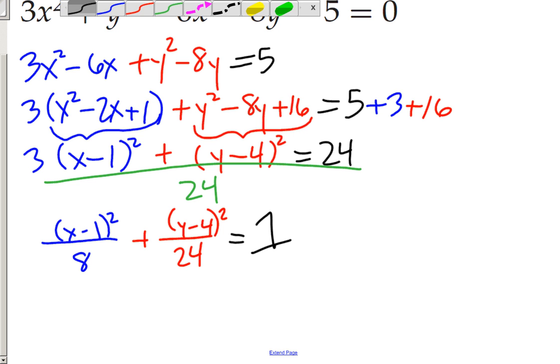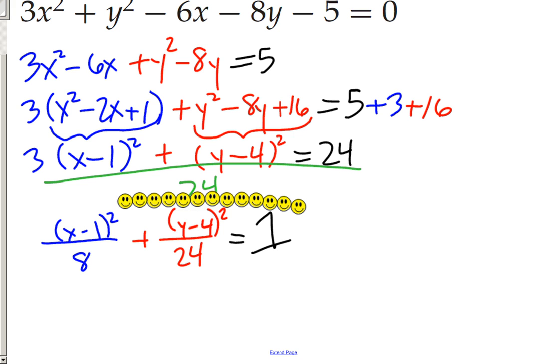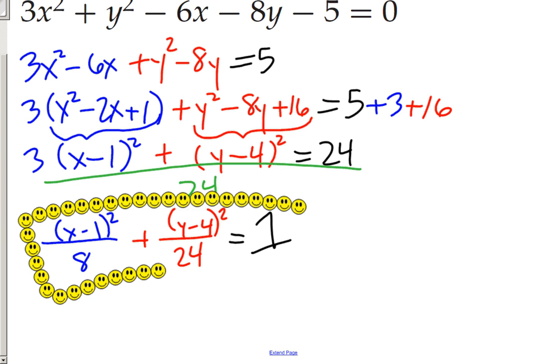Ladies and gentlemen, let's do this in a creative pen. Happy face pen. Here's your ellipse right here. Center is 1, 4. And all kinds of square roots. You can go from there.